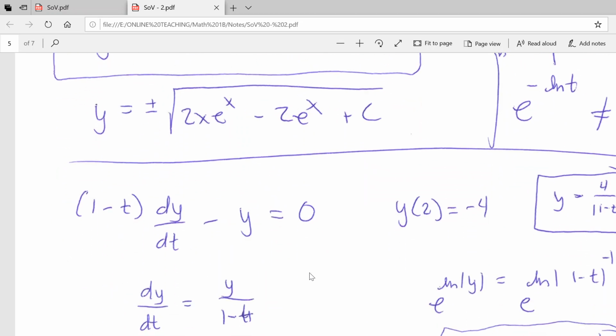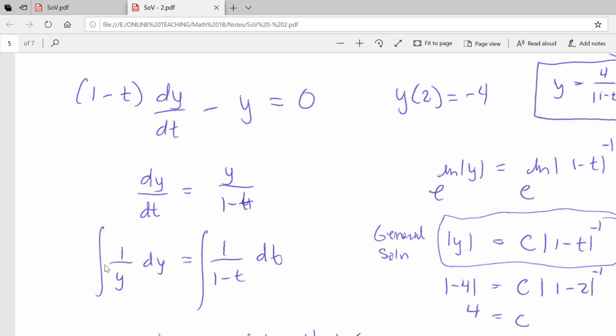All right, one more. So let's say 1 minus t dy dt minus y equals 0. And then this one, they've given us an initial condition. So right here, they gave us that y of 2 was equal to negative 4. All right, so then to do this, I'm going to add the y over. So there's the y on that side. Divide by the 1 minus t. Now I'm going to divide the y back to the other side. So I've got 1 over y dy dt, but I'm going to multiply the dt over. This gives me 1 over 1 minus t.